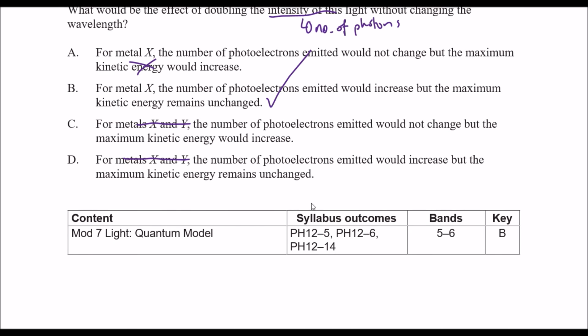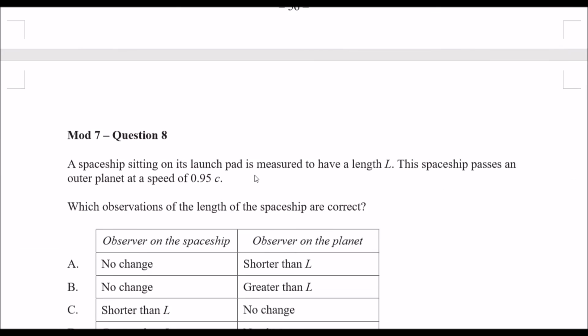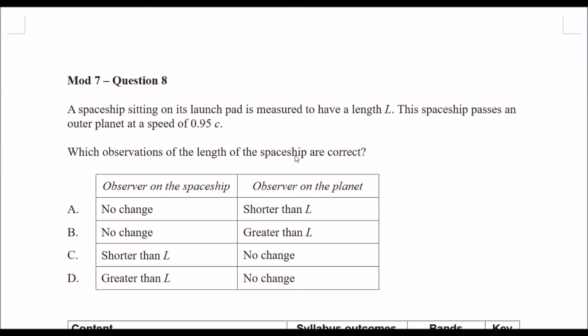This one is a band 5 to band 6 response. So good on those who managed to get this one right. Question 8, we have a spacecraft sitting on its launch pad, measured at length L. This spaceship passes an outer planet at the speed of 0.95. Which observation of the length of the spaceship is correct?